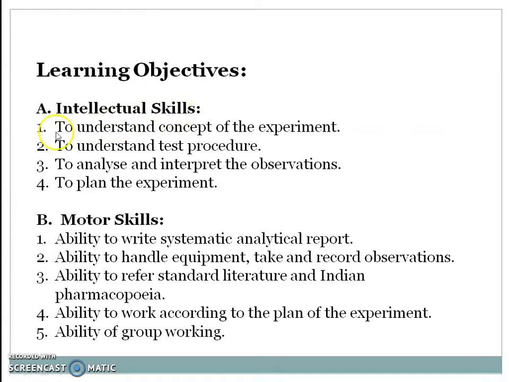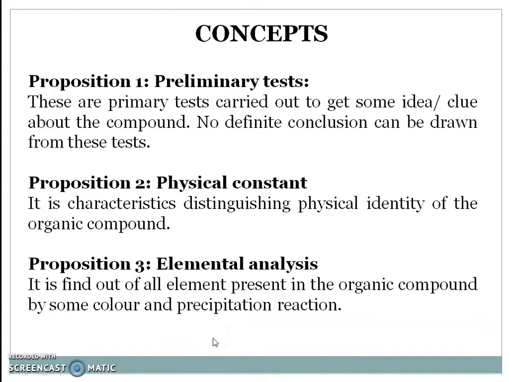Intellectual skill: in that we study to determine the concept of the experiment, to understand the test procedure, to analyze and interpret the observation, to plan the experiment. And then motor skill: ability to write a systemic qualitative report, ability to handle equipment, take and record observation, ability to refer standard literature and Indian Pharmacopoeia, ability to work to the plan of the experiment, and ability of group working. Then let's start with the concept of today's practical.